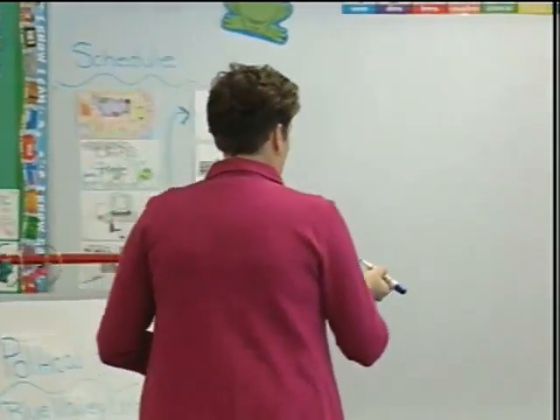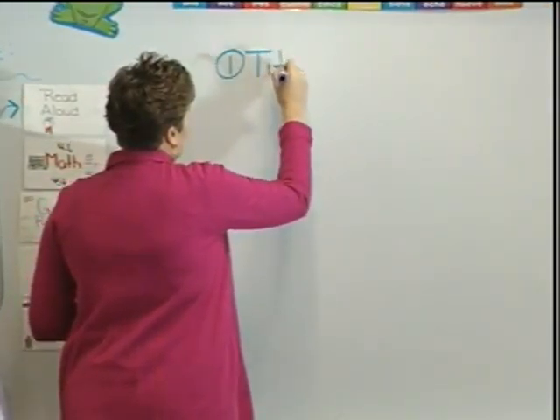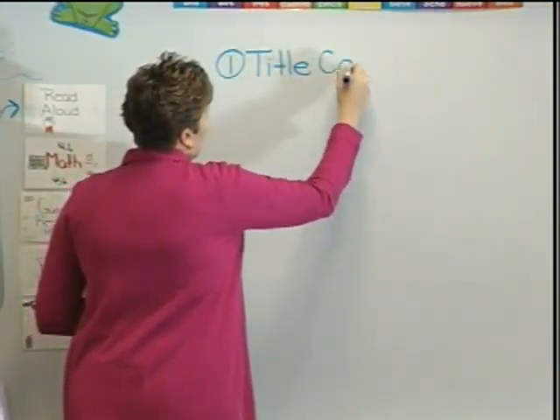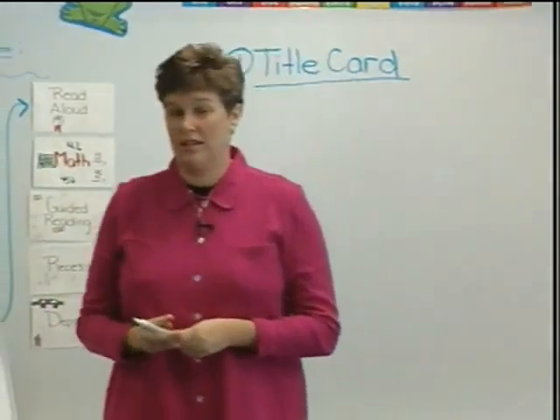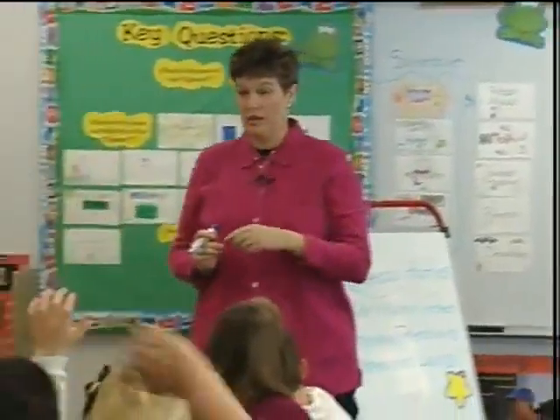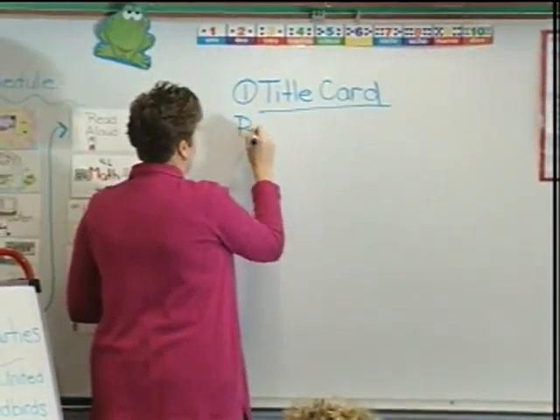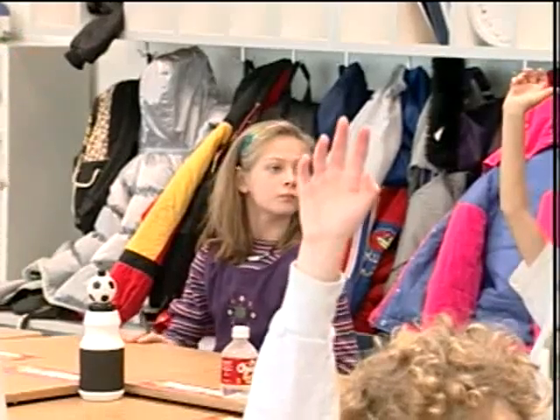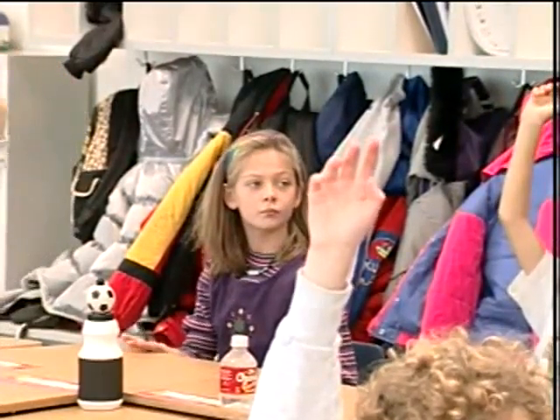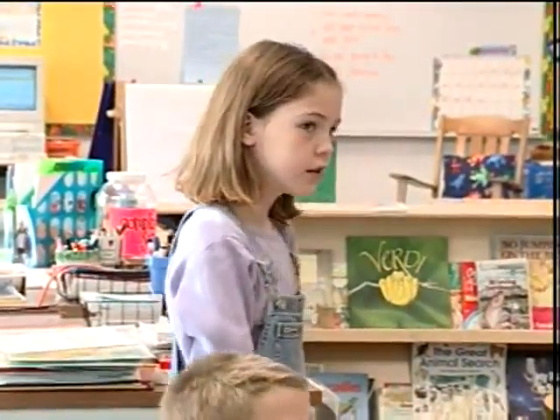The first card you need to have done is going to be the title card. And on that card, what do you think you need to have? It's just like a title of a book or cover of a book. Jordan? Your person's name. Okay, your person's name. And what else? And Colleen? Who it's by. Okay, so your name also.